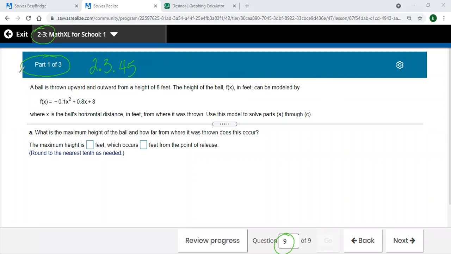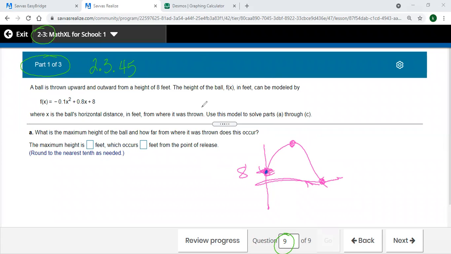And oh boy, 3 parts. See if I can do this without messing it up. So you got a ball thrown upward and outward. So it's like you're going up like that. It's going to be a parabola, like it starts here and sometimes it's going to land over here someplace. It has a maximum point there at some point. It's thrown up from a height of 8. So it starts here at an 8. That's like your y-intercept up at 8 already. Hopefully that sort of makes sense.